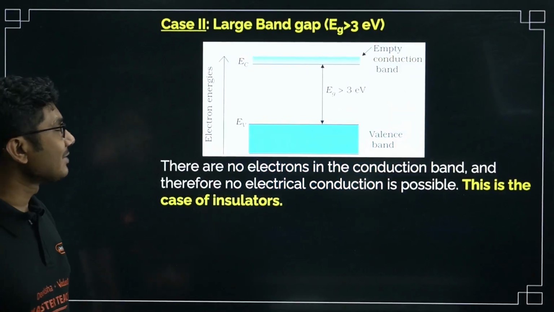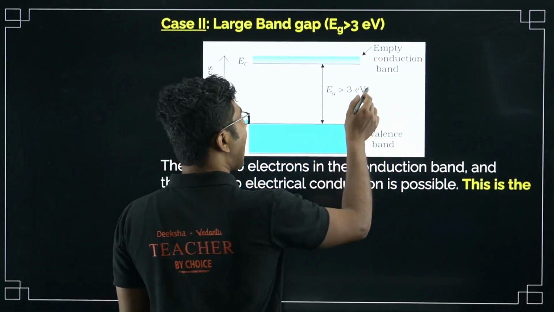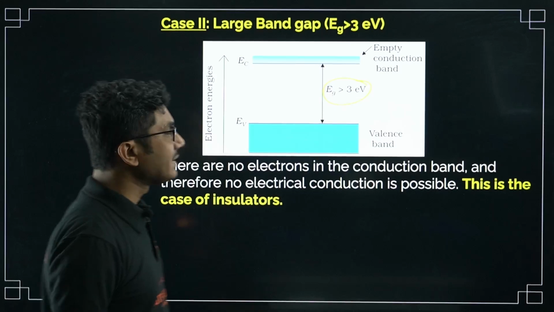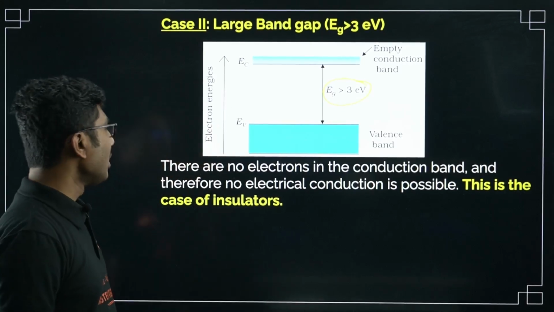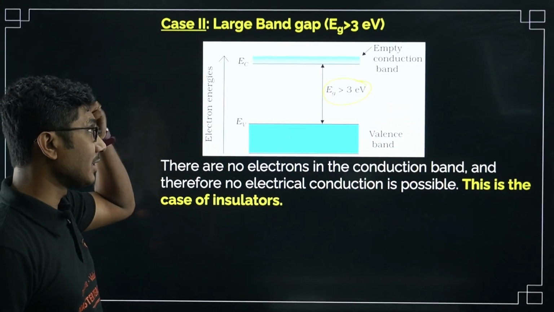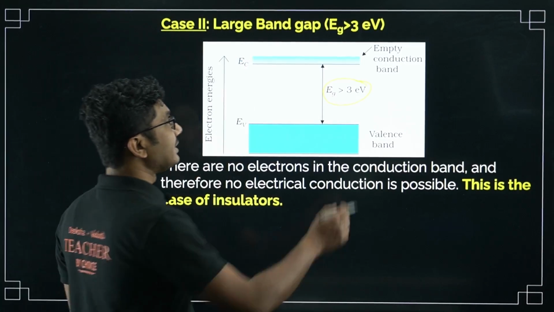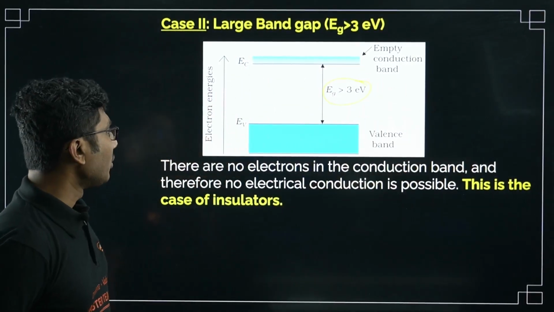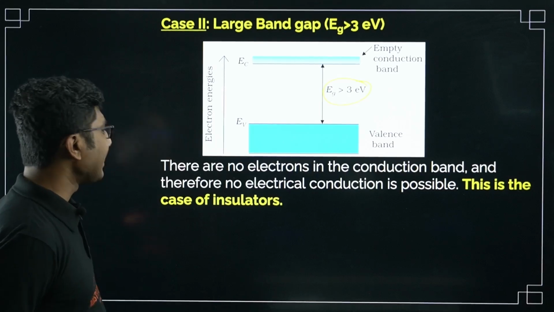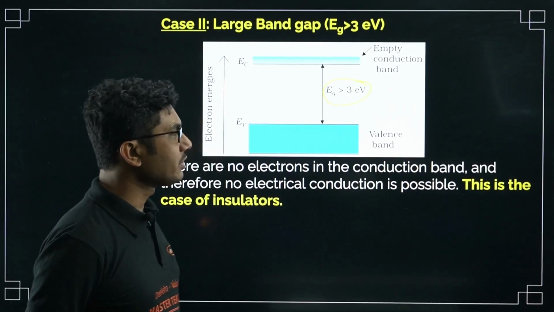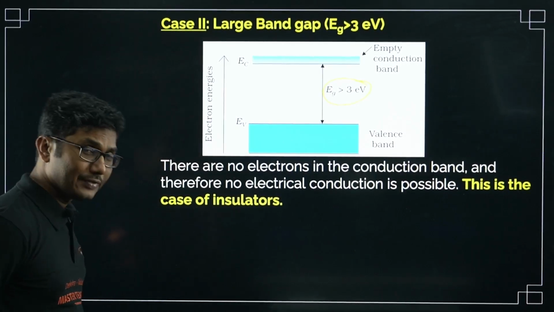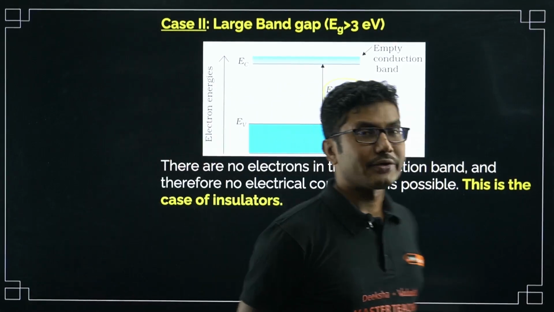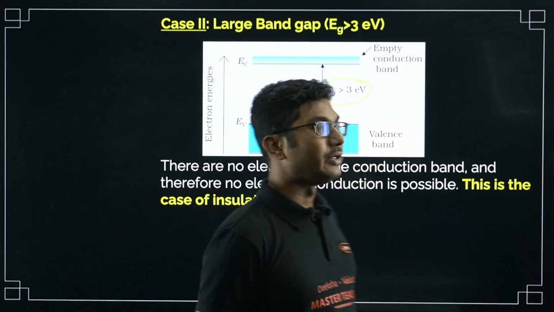Next is large band gap. The band gap is higher than 3 electron volt. Remember this threshold: band gap is greater than 3 electron volt. So there are no electrons in the conduction band. As you can see, the conduction band is empty. No electrons are there, and therefore no electrical conduction is possible. This is the case of insulators. If the band gap energy is greater than 3 electron volt, then they are called insulators.